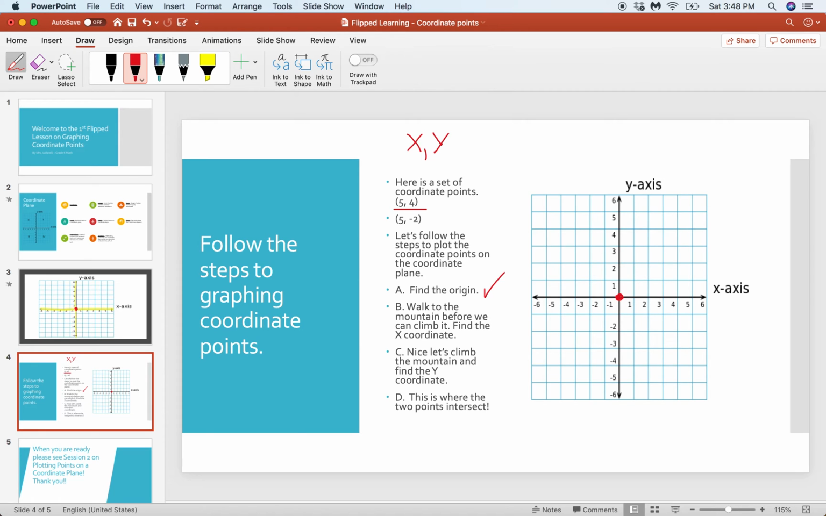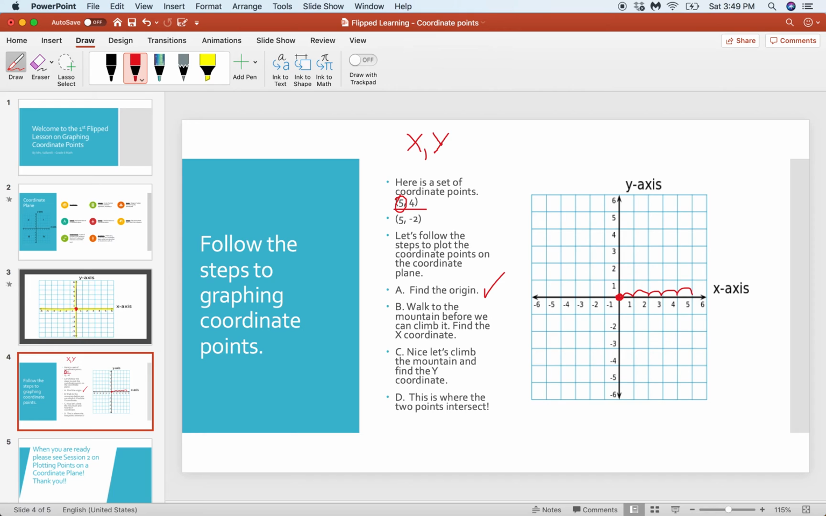I always like my students to know that one way to remember which coordinate is plotted first is to remember that you have to walk to the mountain before you can climb it. So let's plot our x coordinate first. We're going to plot the 5 first. We're going to start at the origin and count over 5 units because that is our x coordinate. 1, 2, 3, 4, 5. Now we're going to stop.